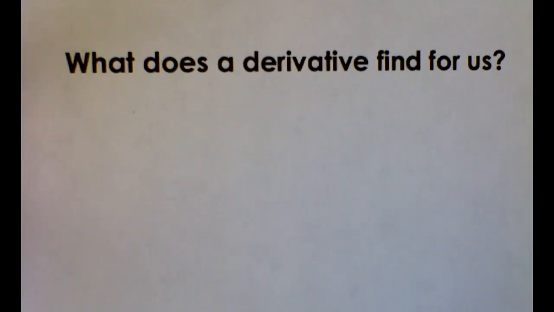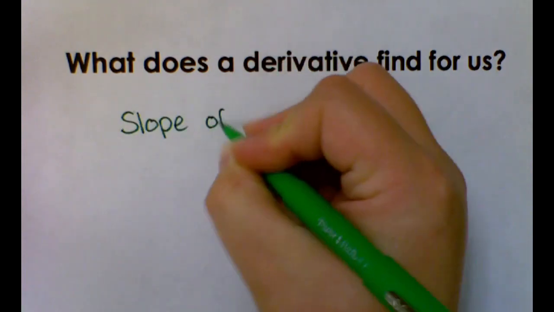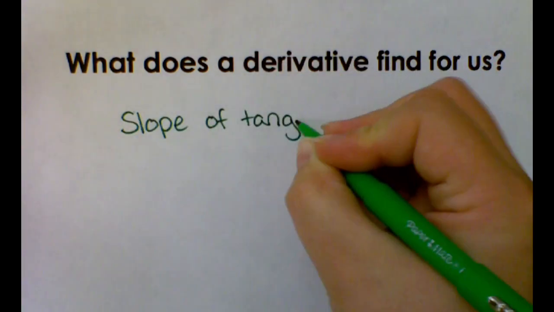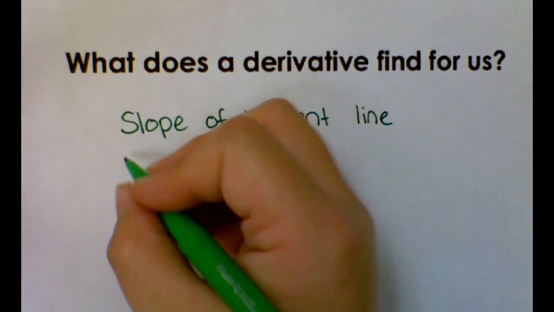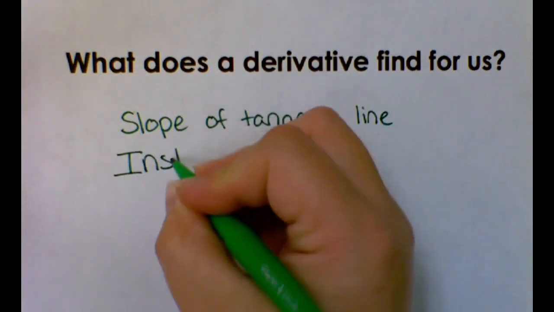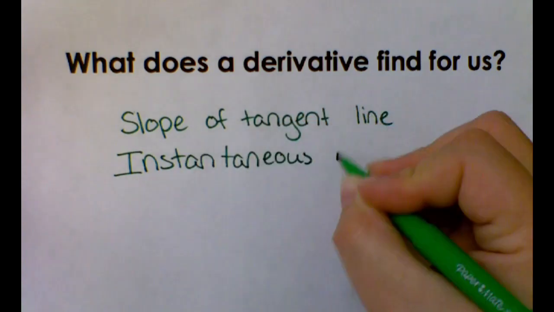And finally, just a reminder, what does the derivative find for us? It finds the slope of the tangent line. And the slope of the tangent line gives us instantaneous rate of change.